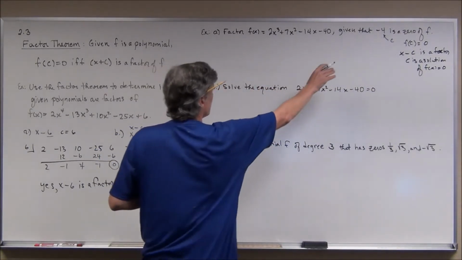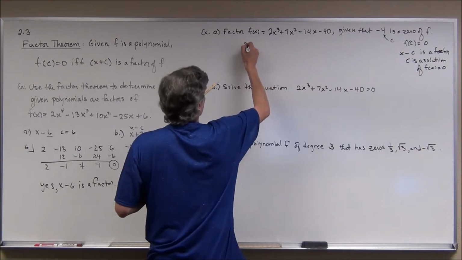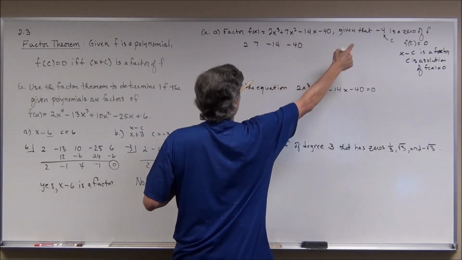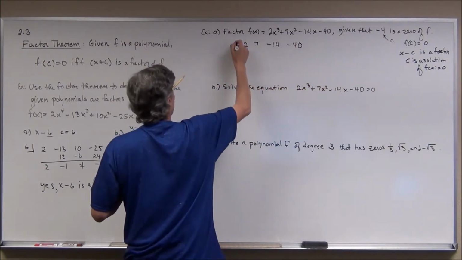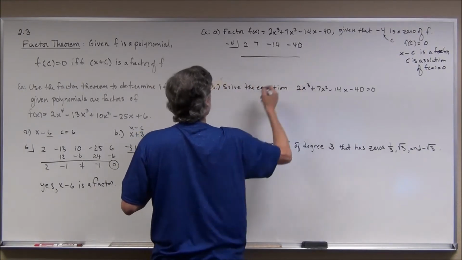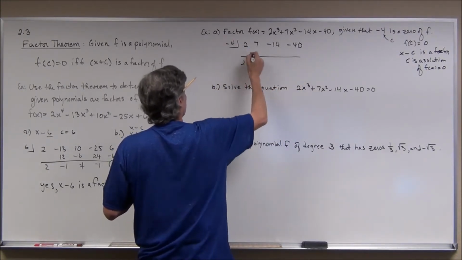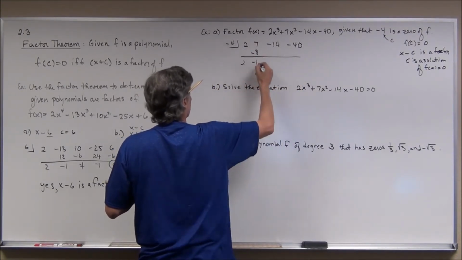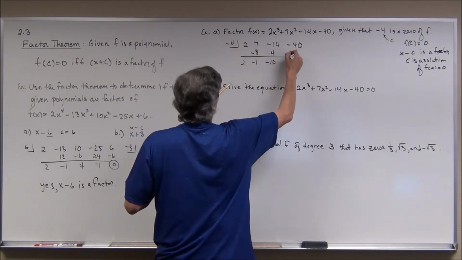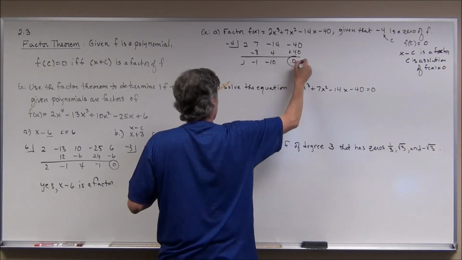So I'm going to use synthetic substitution. I'm going to go 2, 7, negative 14, negative 40. Now, if that is a 0, that means if I use synthetic substitution, my remainder better be 0. 2, negative 8, negative 1, 4, negative 10, positive 40, 0, just like we'd hoped.